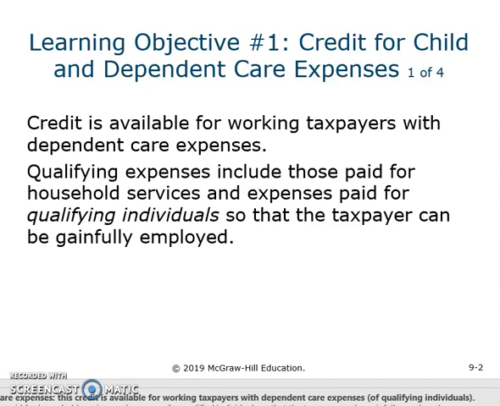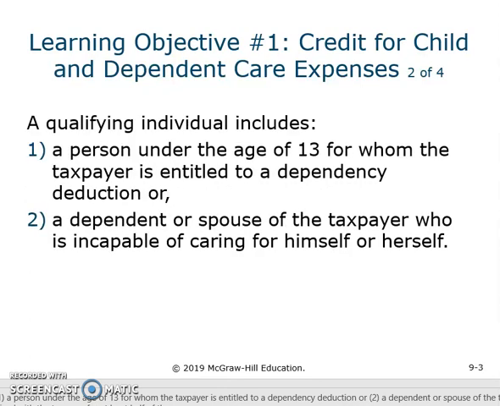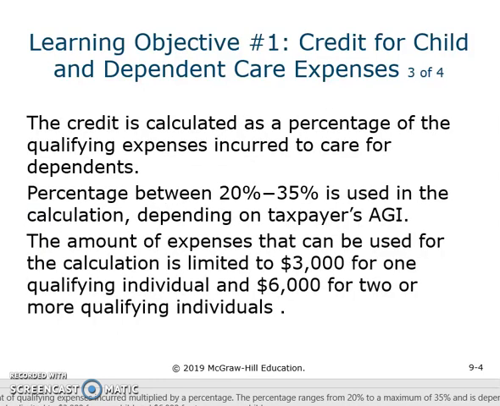Qualifying expenses include those that are paid for household services and expenses that are paid for qualifying individuals so the taxpayer can be gainfully employed. A qualifying individual includes a person that is under the age of 13 for whom the taxpayer is entitled to a dependency deduction, or a dependent or spouse of the taxpayer who is incapable of caring for himself or herself.